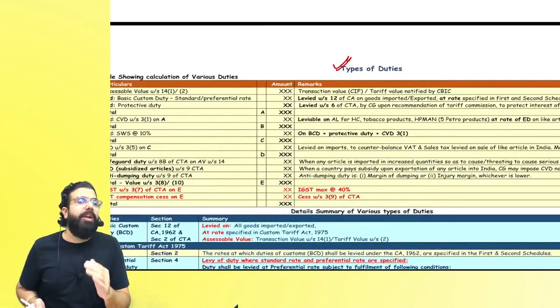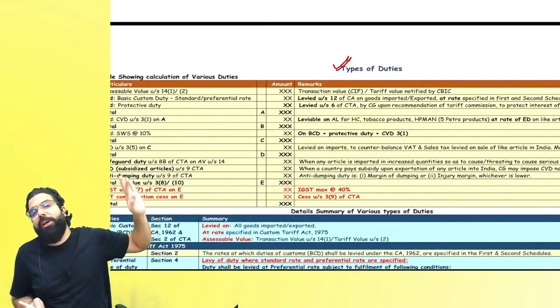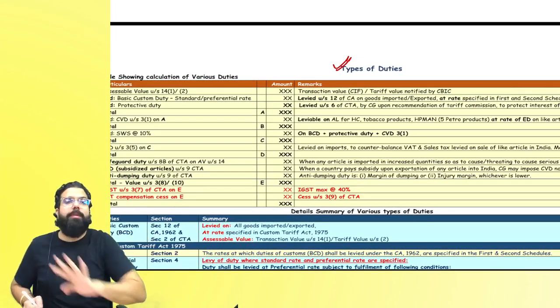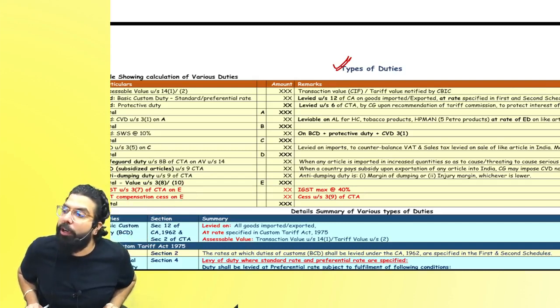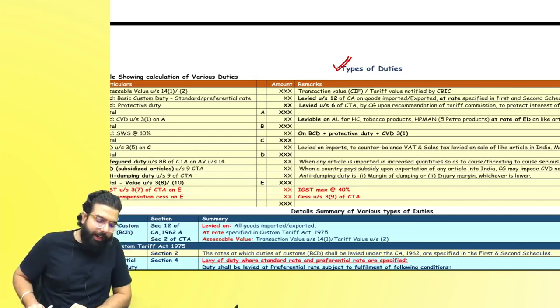and the different types of custom duties which are being levied when you import the goods or when you export the goods, it is known as export duty. In case of import, you levy import duties which are there. There are a lot of types of duties. Let's go ahead and start understanding about them.